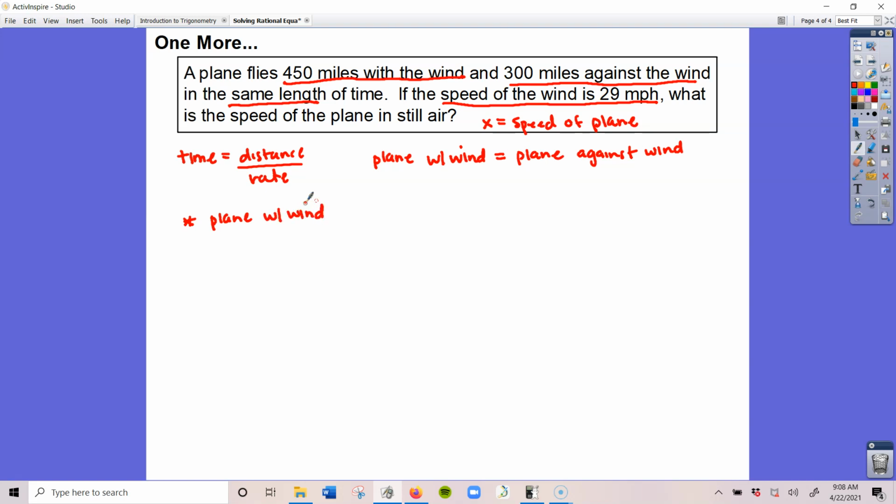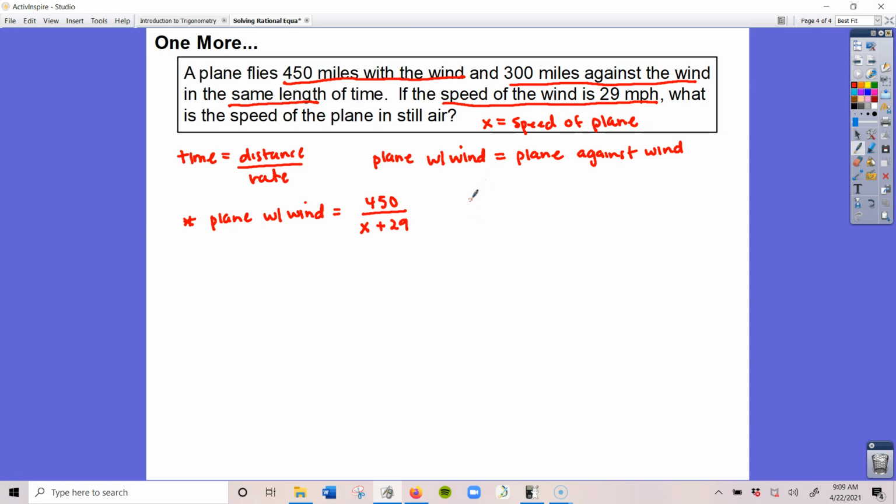Now this kind of question is the same thing as with the current and against the current. The wind acts like the current. The wind can either speed up the plane or it can slow down the plane, depending on how fast the wind is traveling. So we have here that the distance that the plane is flying with the wind is 450 over the rate. So the rate of the plane, that's what I don't know. I don't know the speed of the plane. So that would be x, but the wind is going to push it, so it's going to be faster. So we're going to add the speed of the wind, which is the 29.